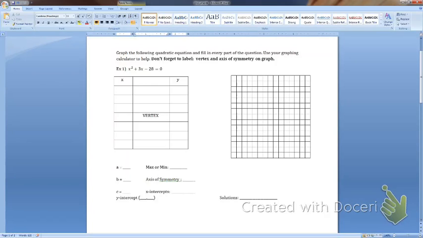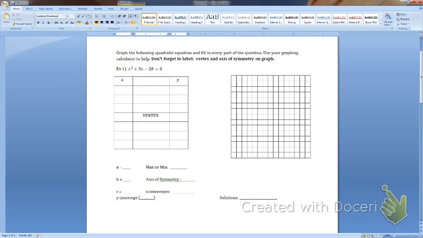Alright, you'll remember from last week we had lots of things that we had to do. So if we look at these directions, it says graph the following quadratic equation and fill in every part of the question. Use your graphing calculator to help, and then when you graph, don't forget to label the vertex and the axis of symmetry on the graph. So last week we did a lot of things with graphing. We factored, we found the vertex, we found the min and the max, etc. So today we're going to bring it all together.